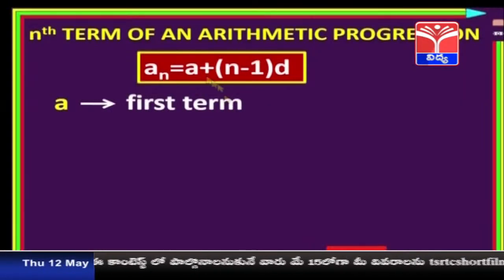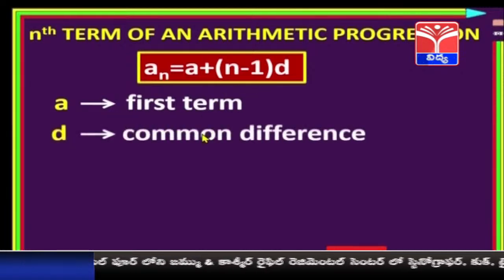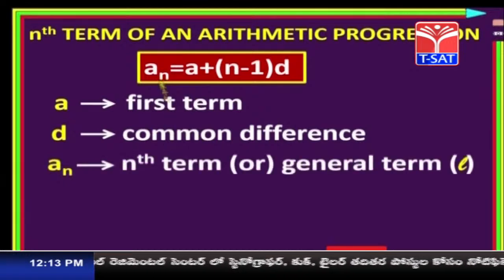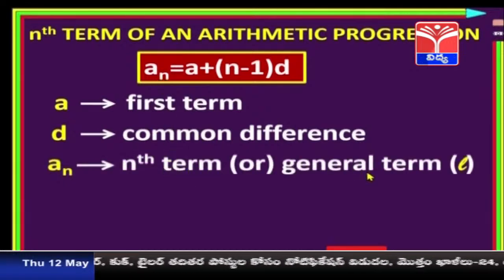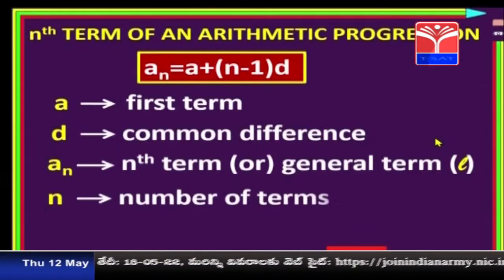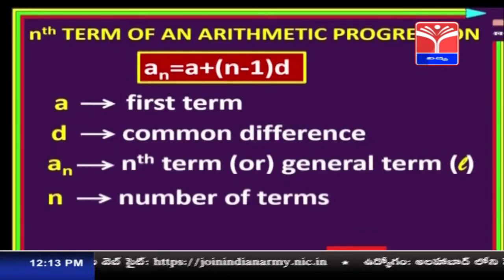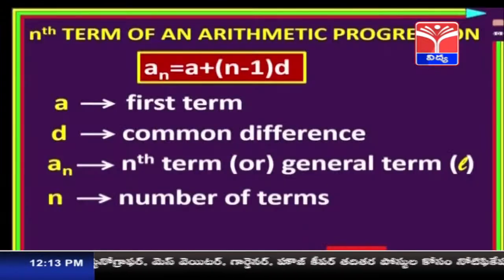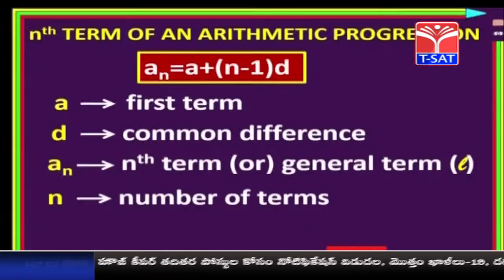Okay. So, this is the nth term, right. An is equal to A plus (n minus 1) into D. In this, what is A? A is the first term. Next, what is D? D is the common difference. And what is An? It is also called the nth term or general term. It is sometimes denoted by L, and on rare occasions we denote it with B also. And next, n. What is n? The number of terms in the given progression. Students, in this formula, An is equal to A plus (n minus 1) into D, right. In this formula, how many terms do we have?